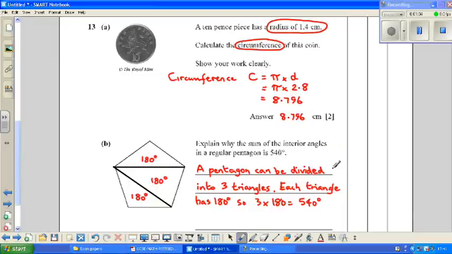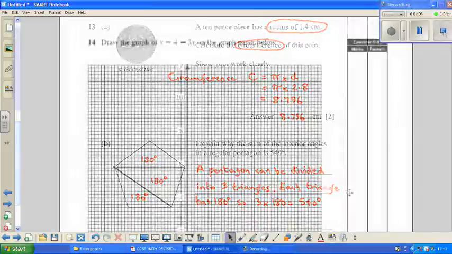Now, the easiest way to explain this is to say that the pentagon can be divided into three triangles. So remember, pick one corner and draw the diagonals across from one corner to the opposite corners. You end up with three separate triangles. Each of those triangles has 180 degrees in it. So all three triangles together will have 3 times 180 is 540 degrees.